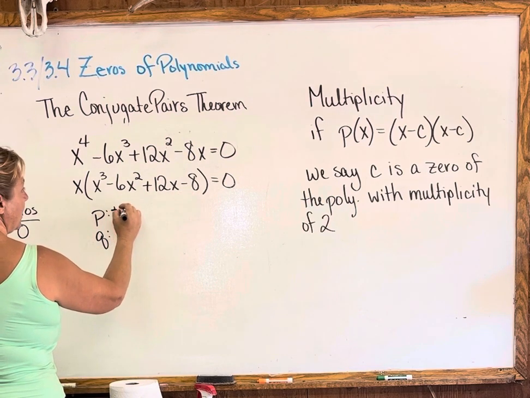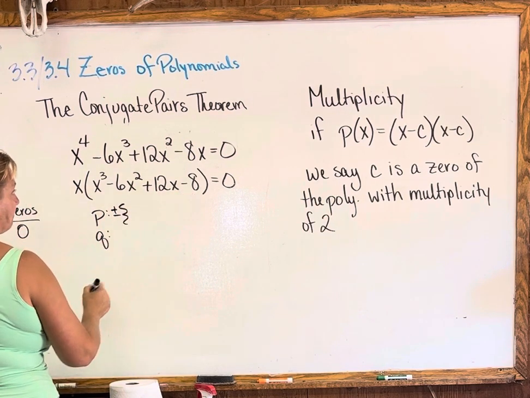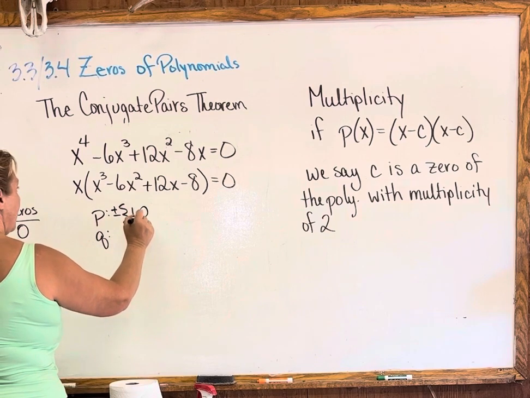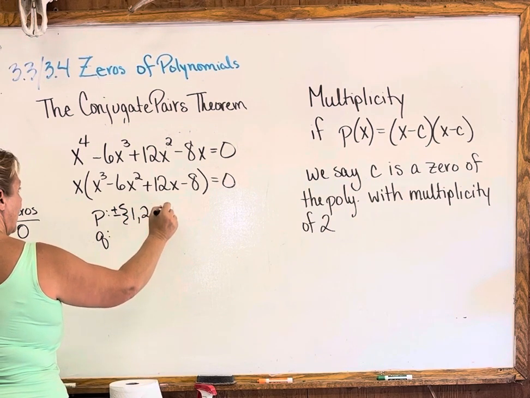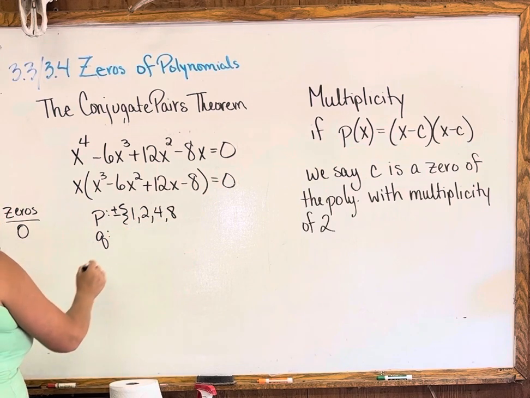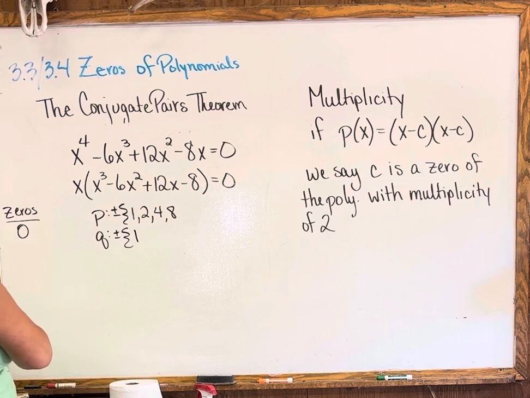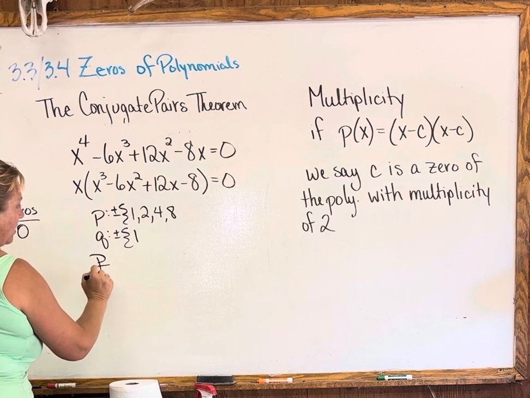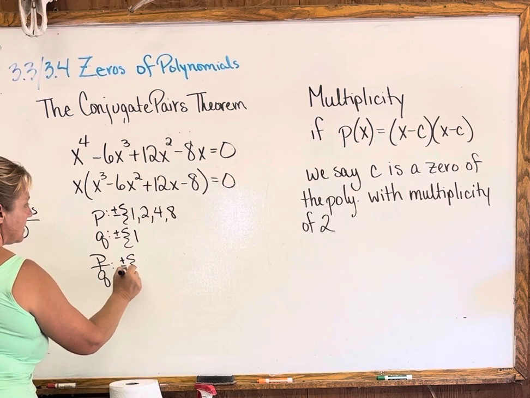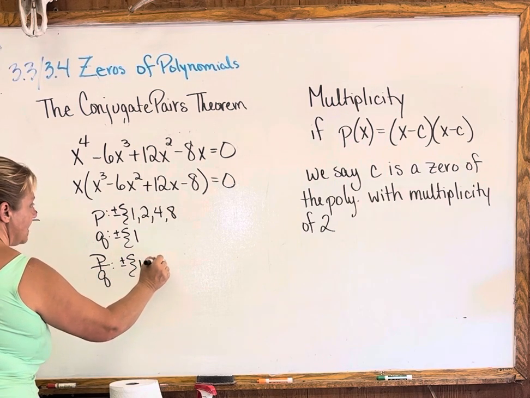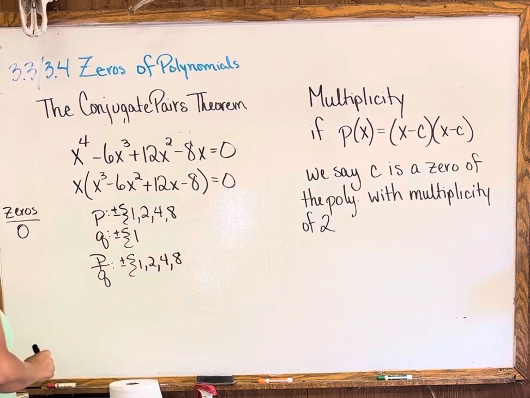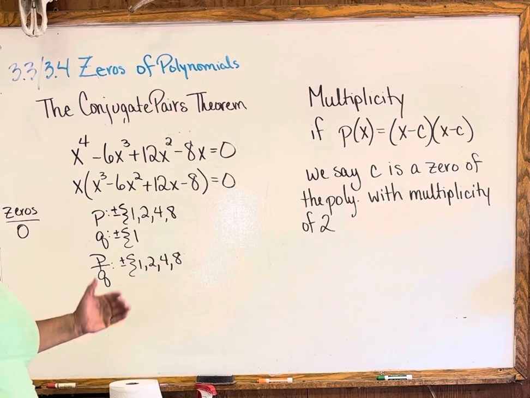So remember, the P's are going to come from that constant, which is 8. So we'll go 1, 2, 4, and 8, right? All of the factors. And this one is another nice one because our only Q is 1, which means when we make our little fractions, we've got plus or minus 1, 2, 4, and 8. Nice. Okay, so now if I was in front of you guys right now, I would ask you where you want to go. Who do you want to start with?